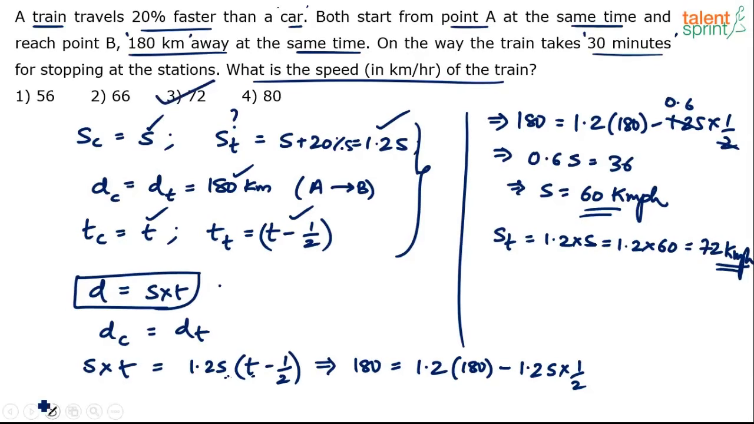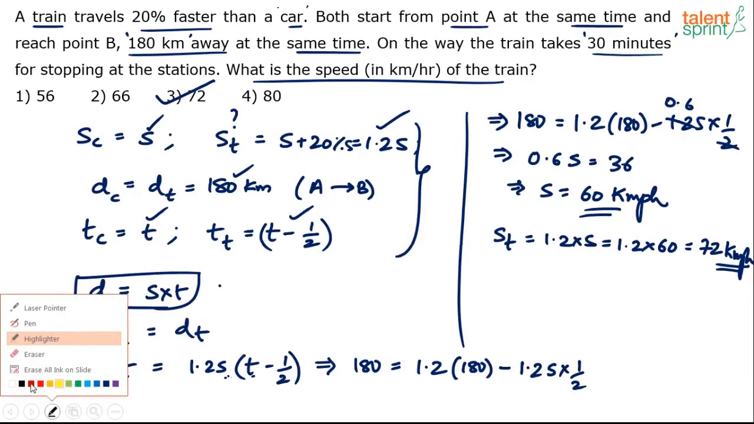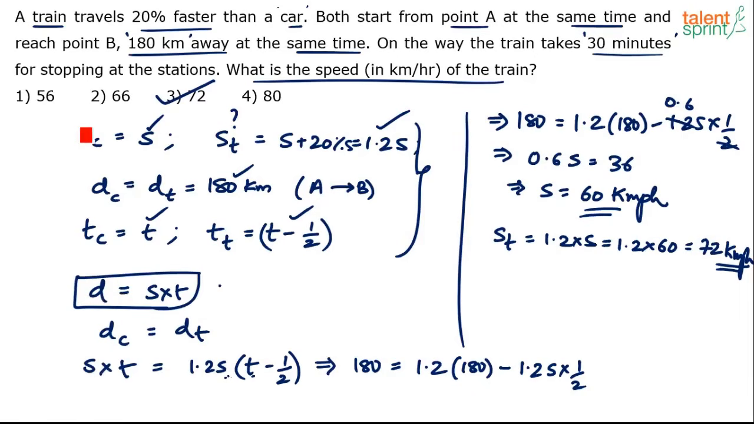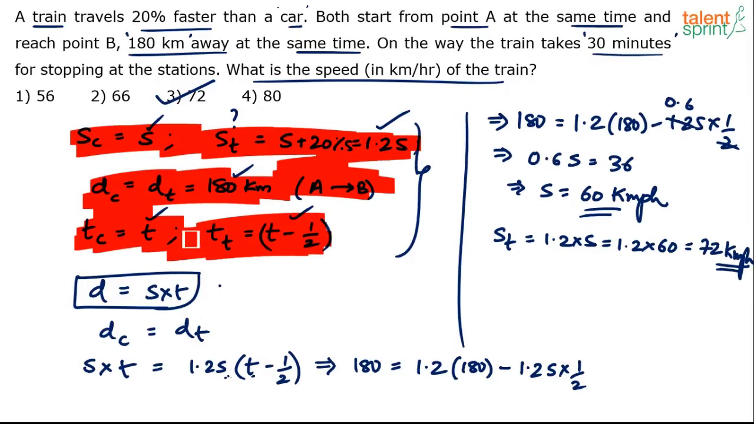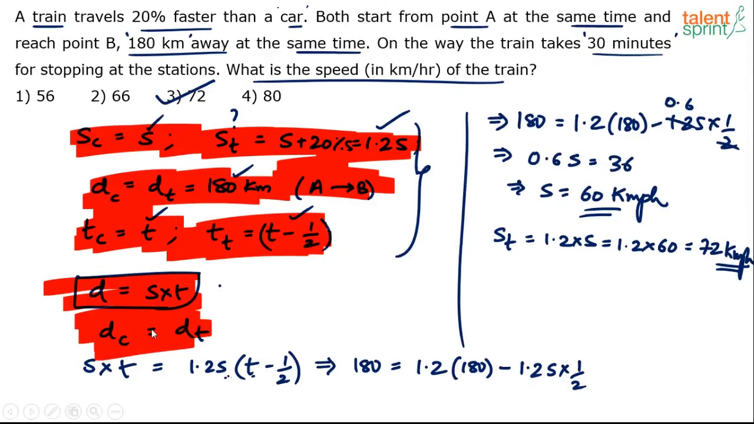Now please do not go by the length of the explanation. I think I've made it really long by putting up all the unnecessary steps, right? You don't have to write this on paper. This is all mentally understood. Distance is 180. The speed of the car is S, so speed of the train is 1.2 S. Time taken by car is T, so time taken by the train will be T minus half. This also is known to us. I think you should directly start from this step.